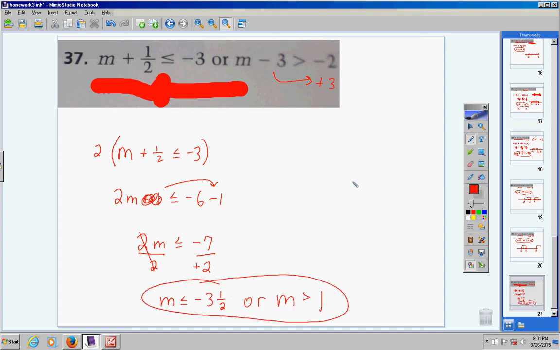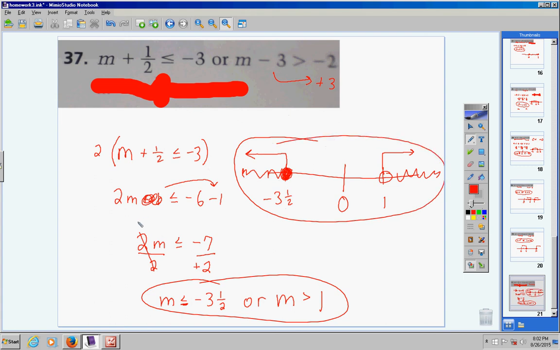So the graph would look like this. Put a 0 here. We'll put a 1 here. We'll put negative 3.5 over here. This point here would be closed because of this right here. This point here would be open. M is less than or equal to negative 3.5. M is greater than 1. So any number over here, not including 1, satisfies this disjunction. Any number out here, including negative 3.5, would satisfy this disjunction. So there we go. Okay?